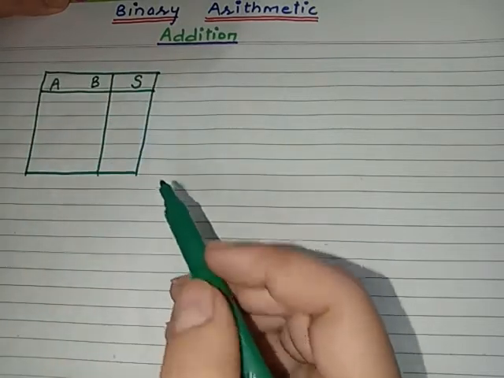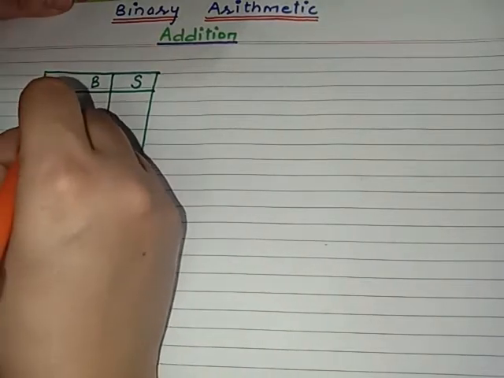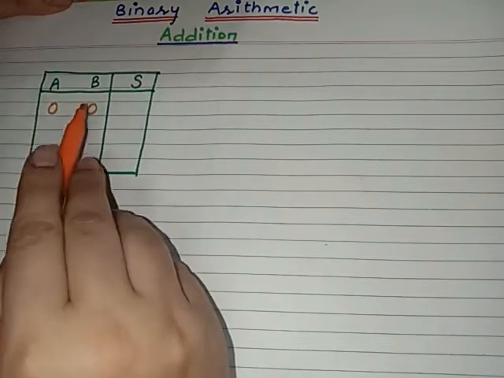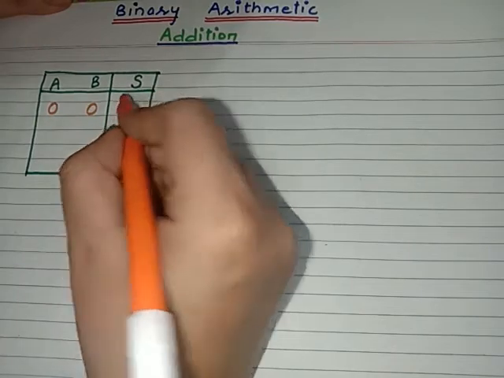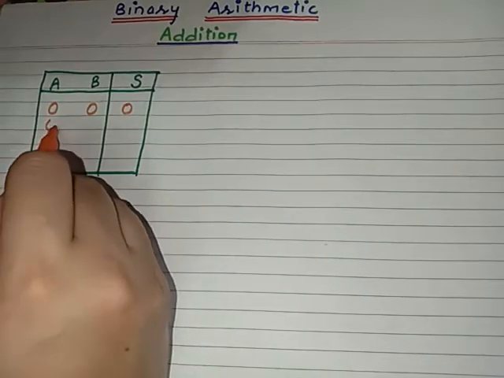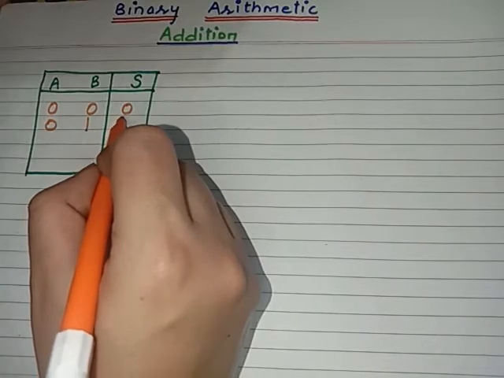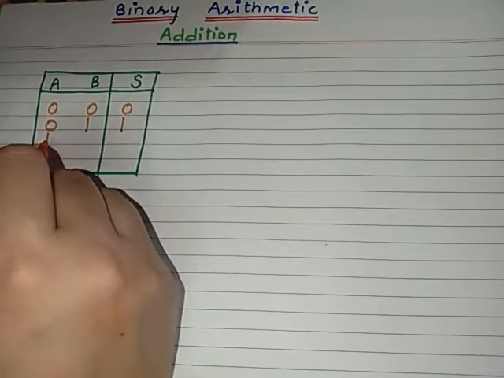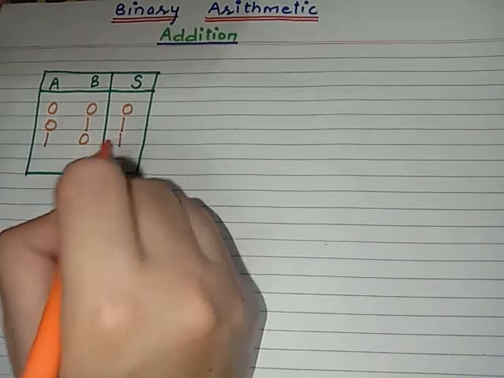Suppose a is equal to 0 and b is equal to 0, the two zeros to be added. Then definitely the sum will be 0 plus 0 equal to 0. Now suppose we have to add 0 with 1, then the sum will be 1. And if we have 1 and 0 to be added, the sum will be 1.